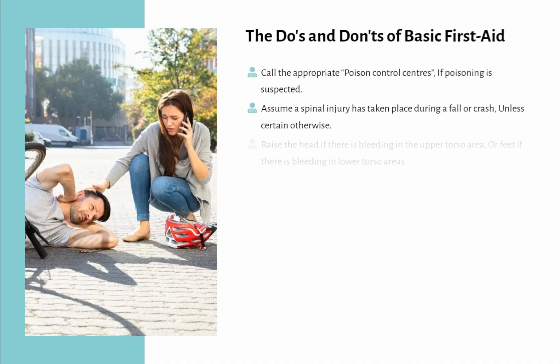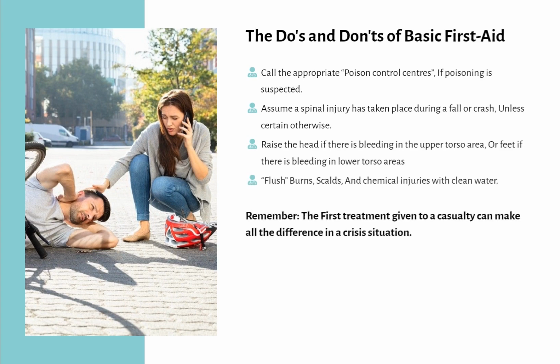Call the appropriate poison control centers if poisoning is suspected. Assume a spinal injury has taken place during a fall or crash, unless certain otherwise. Raise the head if there is bleeding in the upper torso area, or feet if there is bleeding in lower torso areas. Flush burns, scalds, and chemical injuries with clean water. Remember, the first treatment given to a casualty can make all the difference in a crisis situation.